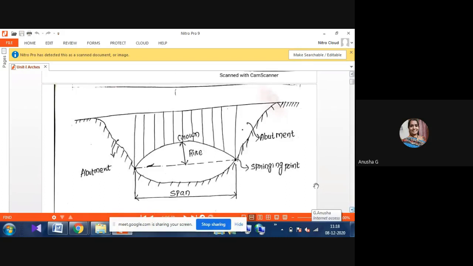Okay, here you can observe this is our arch. This type of arch will be for normal bridges. This is our road. This is a span. The span of the arch is nothing but the distance from one support to another support.